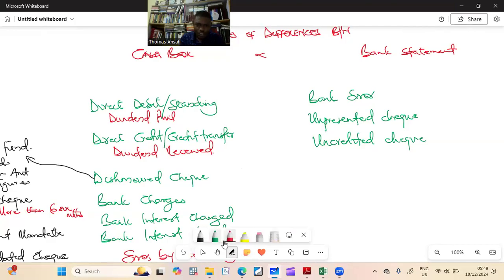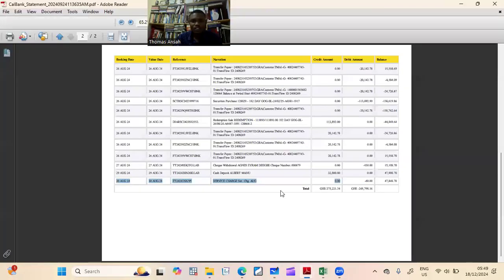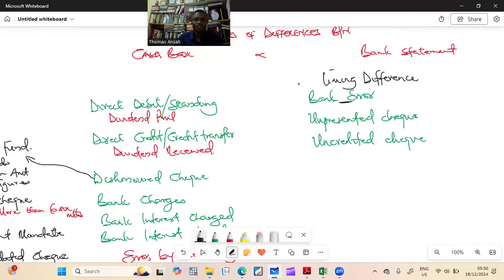Now, which one do you think is a timing difference and which one do you think will be an informational difference? This one is called timing differences, because very soon the bank will realize their mistake and correct it. Did you see in the bank statement that I showed you? They realized it, they corrected it. So it's just a matter of time. Unpresented checks, it's just a matter of time before the person presents the check to the bank. Very soon, he will present the check to the bank. So we call those timing differences.